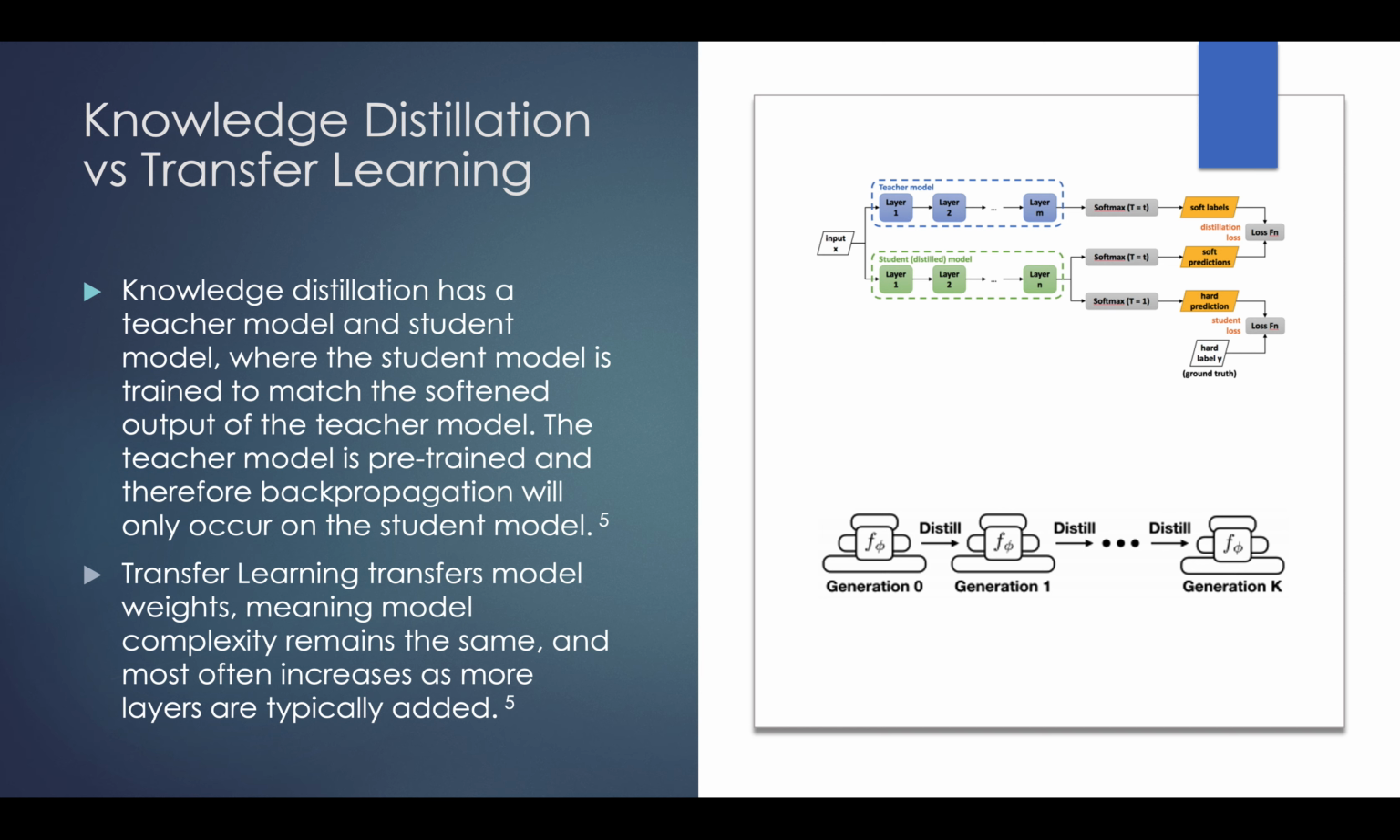Whereas transfer learning transfers the model weights from the original model, meaning that all the complexity of that original model remains the same, and as we saw in our example, we actually add more layers to the bottom of that transfer learning model, so it gets more complex.